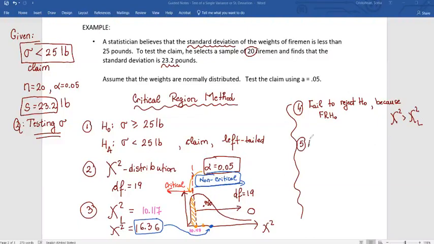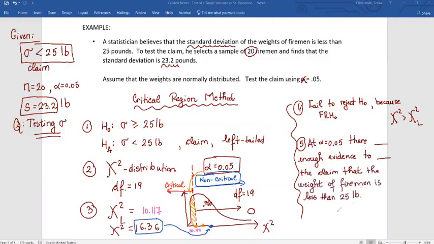We will simply state that at alpha equal 0.05, there is blank enough evidence to blank the claim that the weight of firemen is less than 25 pounds. So you may want to stop the video and plug that in, then check back. Fail to reject H sub 0. You are not crossing this out, which means you do not have enough evidence to support this. Well, along with this, the claim is not supported.